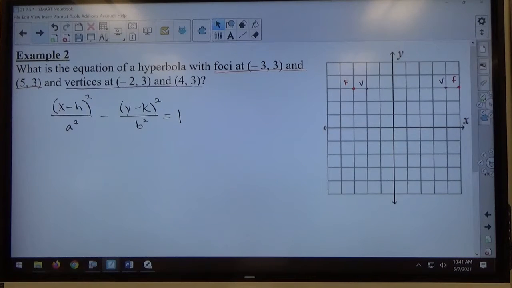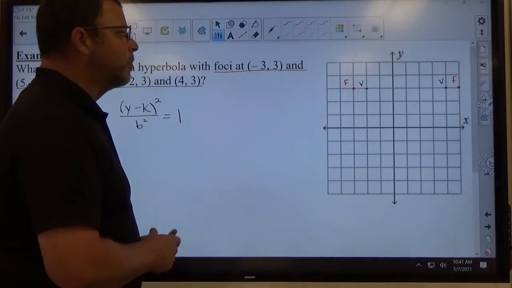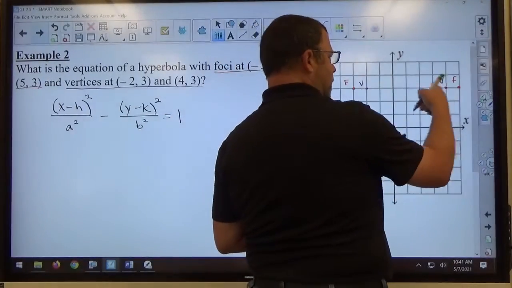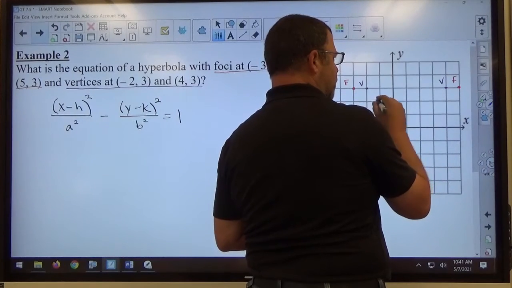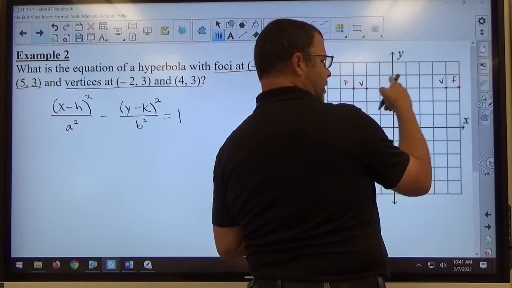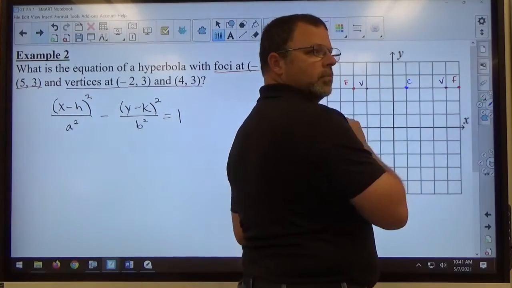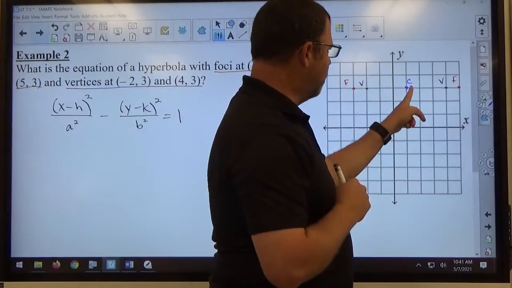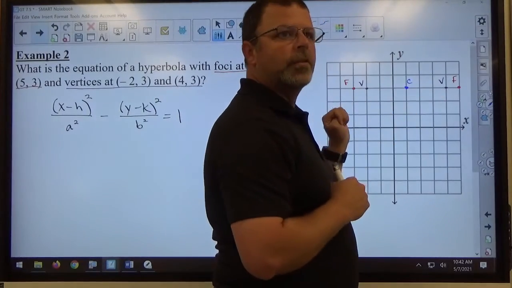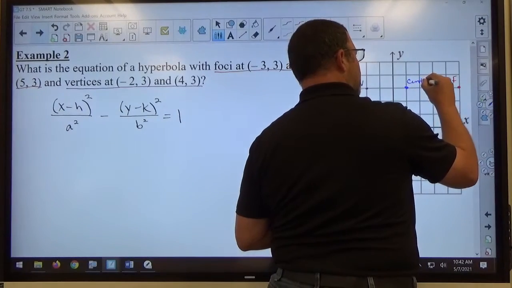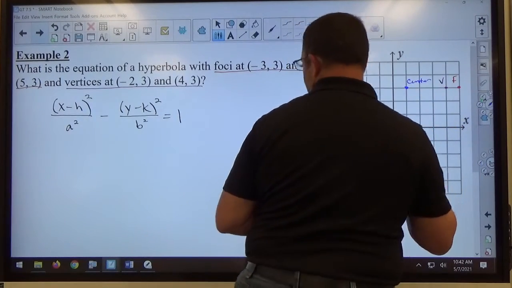Once you've established the correct standard form, now our task is to figure out the values of h, k, a, and b. Since the vertices are horizontal, I need to find the midpoint of the vertices to find the center. So halfway between this vertex and that vertex would be right here. I just count 1, 2, 3 to the right, 1, 2, 3 to the left, so that tells me the center is right there at 1, 3.